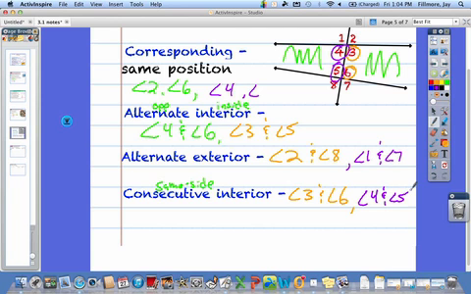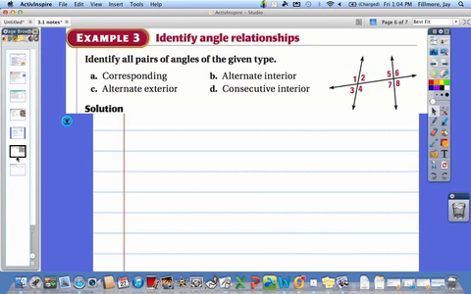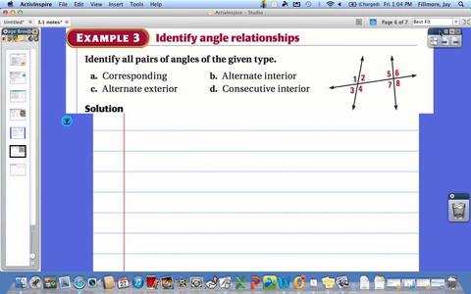So let's do an example involving some of these to kind of solidify your understanding here. Identify all pairs of angles of a given type: corresponding, alternate interior, alternate exterior, and consecutive interior. Well, let's start with A. Again, if you want to attempt this on your own, go ahead and pause it, and then play it when you're ready to see the answers.